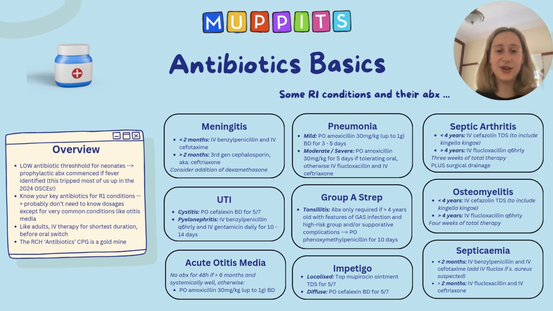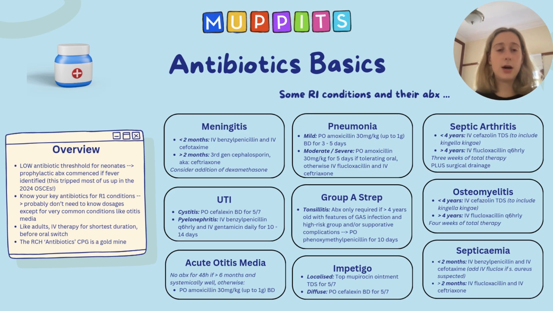And if you speak to any of us who completed fourth year in 2024, you'll find that this tripped up a lot of us in our OSCEs. Knowing your key antibiotics for R1 conditions can be really important. So you probably don't need to know doses except for maybe very common conditions like otitis media. Like in adult land, using IV therapy for the shortest duration before switching to orals is important. And also using the RCH antibiotic CPG as an additional resource because that's very useful to refer to.